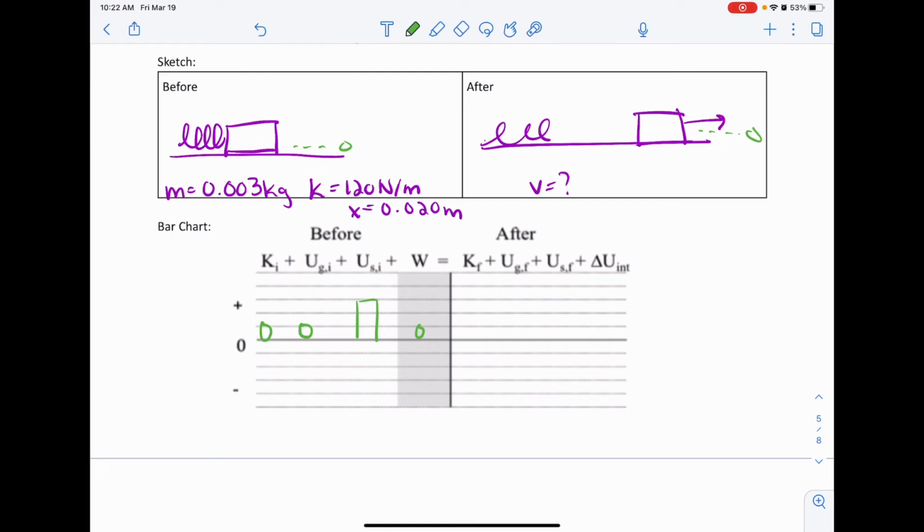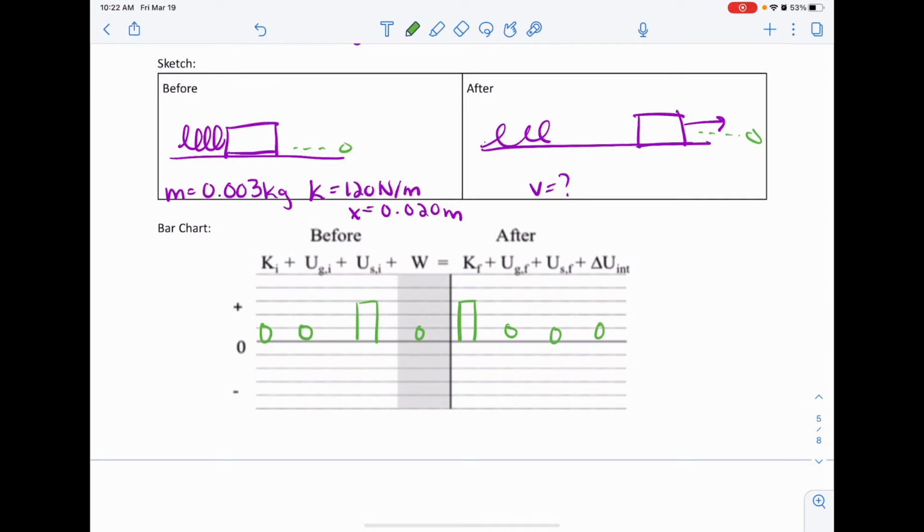Okay? Then after, it says the puck is moving, so we know it has kinetic energy. It has no gravitational because, again, it's not moving up or down. And at this point, it no longer has any elastic because the spring is no longer compressed, okay? We only have elastic potential energy when the spring is compressed. When it's at its relaxed neutral state, it doesn't have any elastic potential energy anymore. So that's why I'm putting a 0 there. And there's nothing warming up. We don't have any significant frictional force. So I'm going to put 0 for internal. So here's my bar chart.